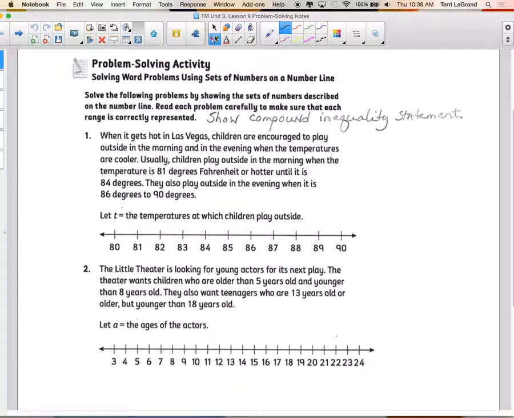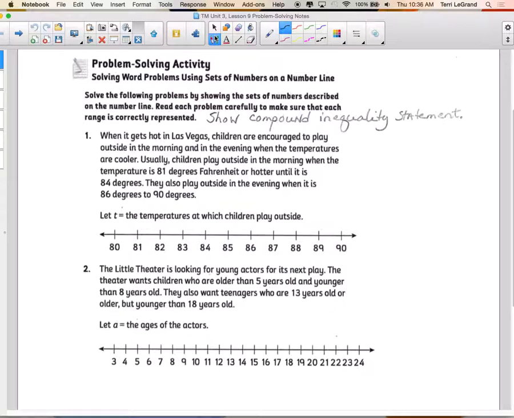So our learning goal is the same today. And it is, I can graph more than one set of values on a number line. So again, we're going to not only do the graphing though, I've also added to it that we're going to show a compound inequality statement for each of these also.